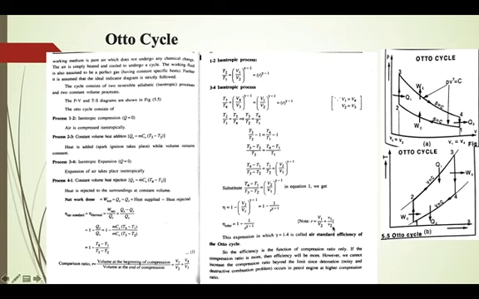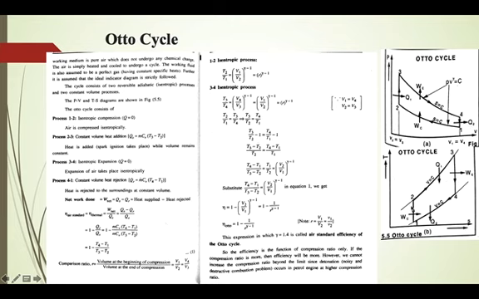Let us see the cycle. So the cycle has been represented here. The cycle has a reversible adiabatic compression process 1 to 2, a constant volume heat addition process 2 to 3, a reversible adiabatic expansion process 3 to 4, and a constant volume heat rejection process 4 to 1. Heat is supplied during constant volume process 2 to 3 and heat is rejected during constant volume process 4 to 1. The same has been represented on the TS diagram.